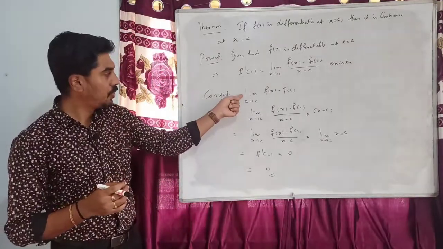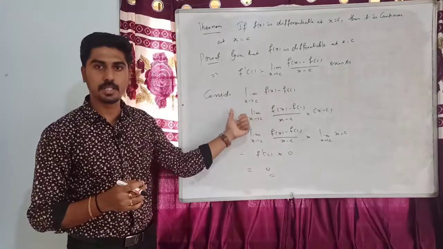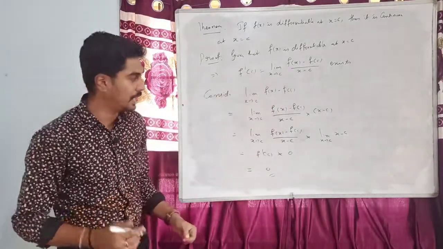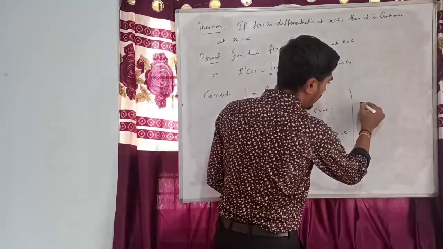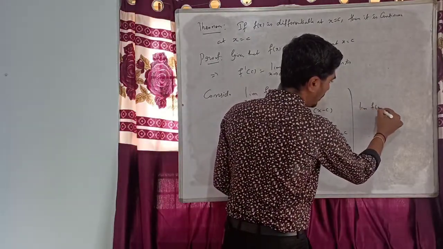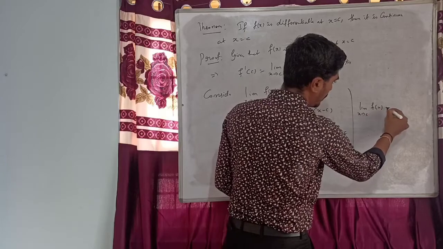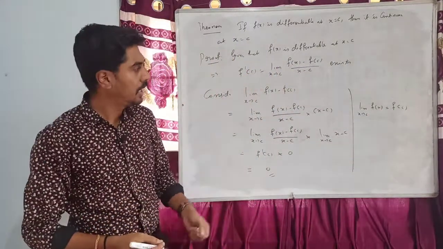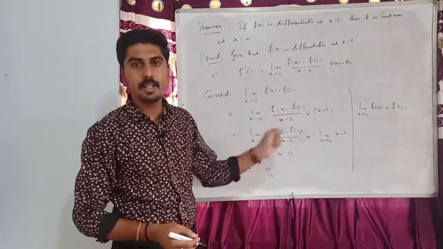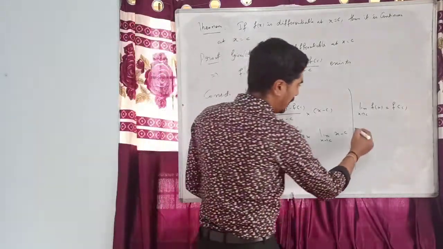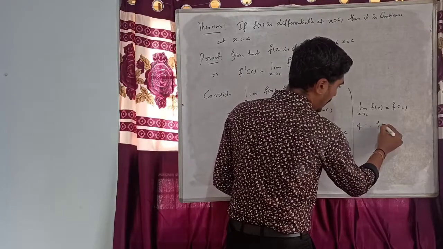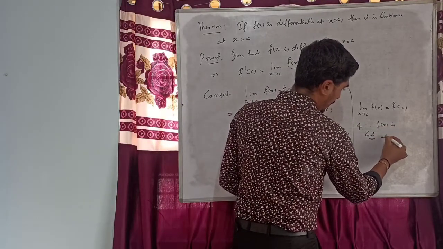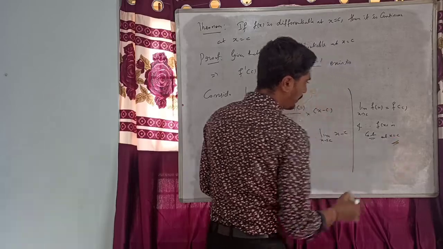I have limit of f of x minus f of c as x tends to c is equal to 0. If I take minus f of c to the right hand side, I get here limit of f of x as x tends to c is equal to f of c. And therefore, f of x is continuous at x equal to c.